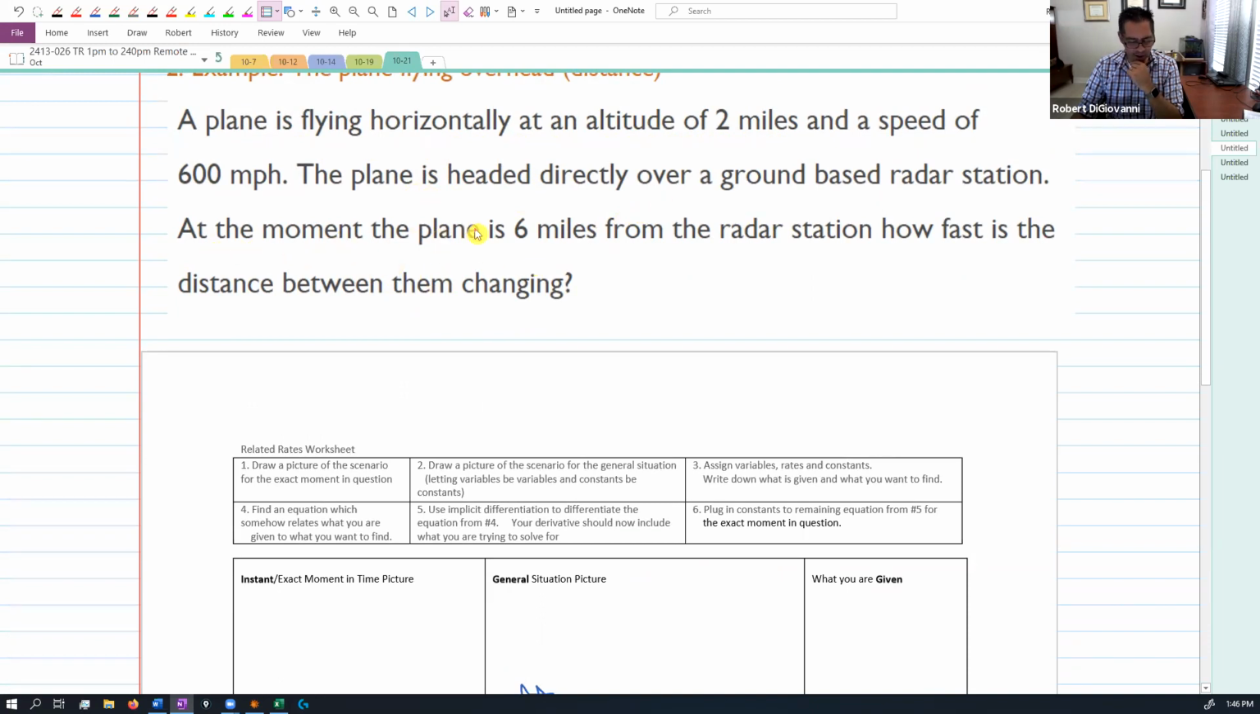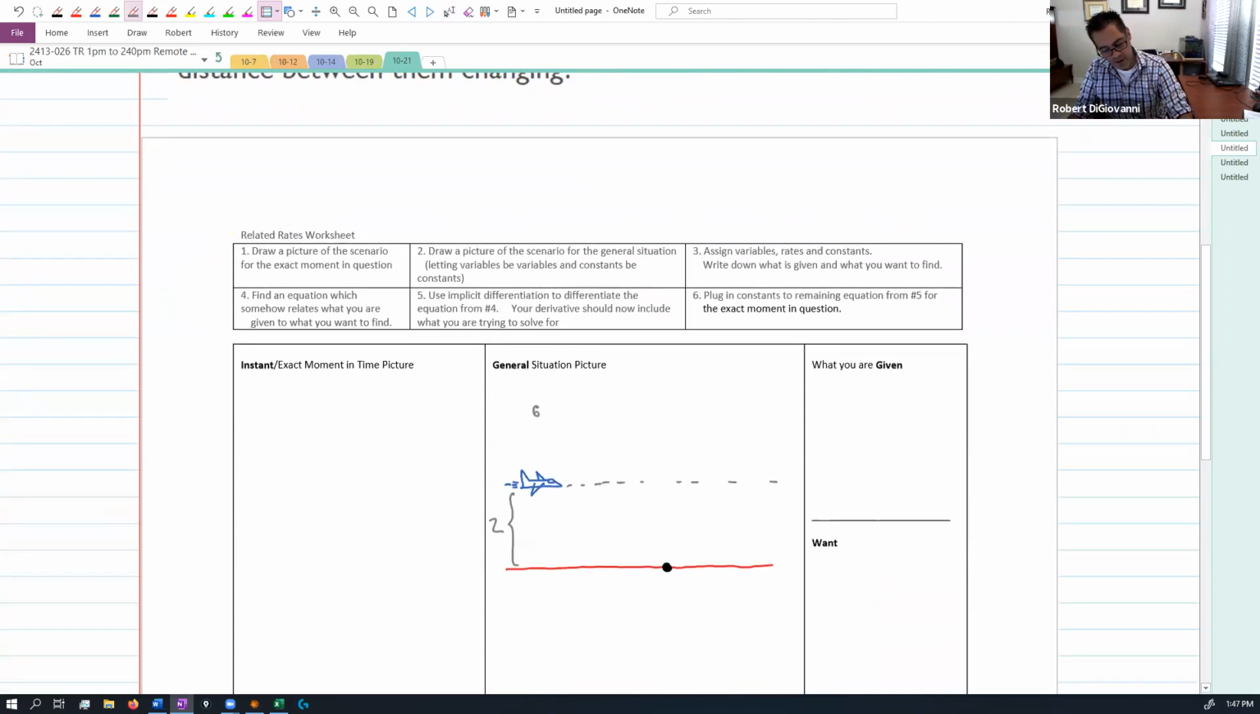At the moment, I don't want to think about the moment yet. I do know that the plane is moving at 600 miles per hour, right? That is a speed, that is a derivative. So that is the rate of change of something, right? The plane. I'm just going to notate that here. I know the plane is going 600 miles per hour in that direction, let's say. Okay. Just trying to put all the ideas down on paper first.